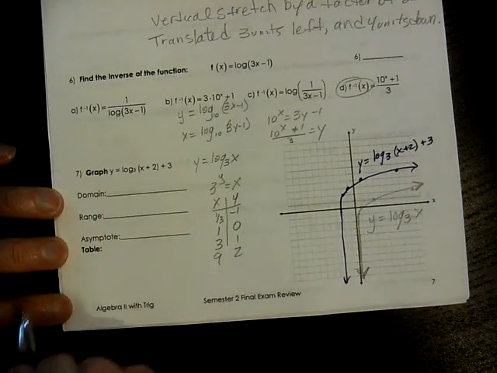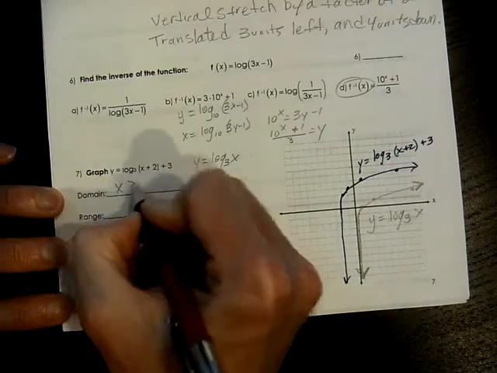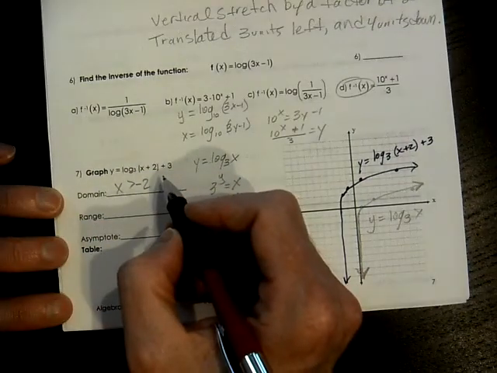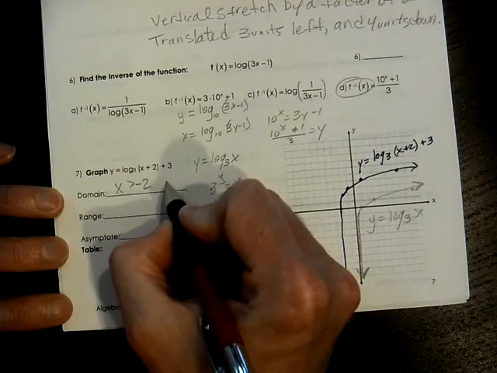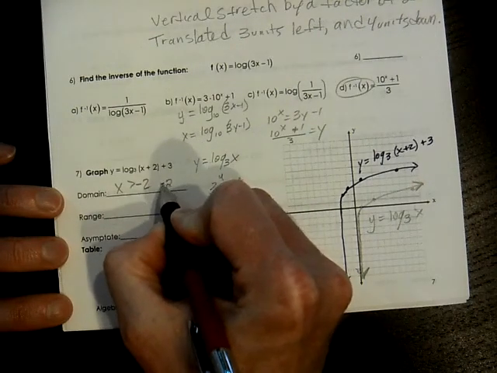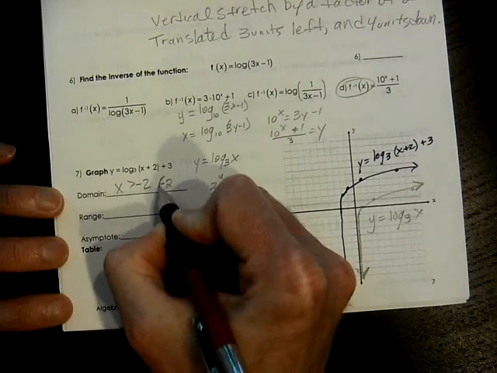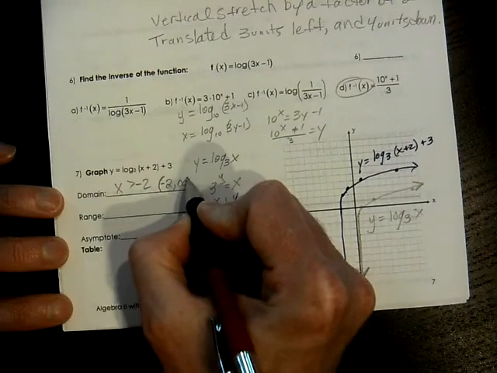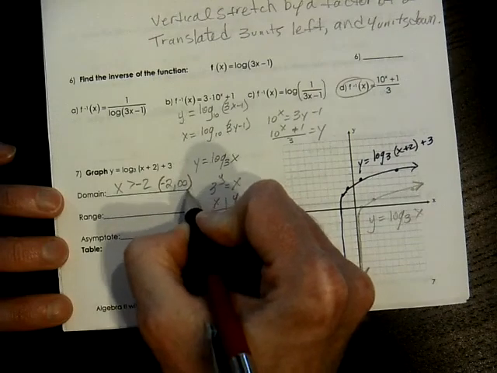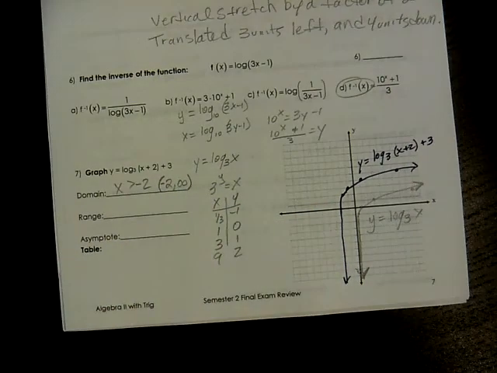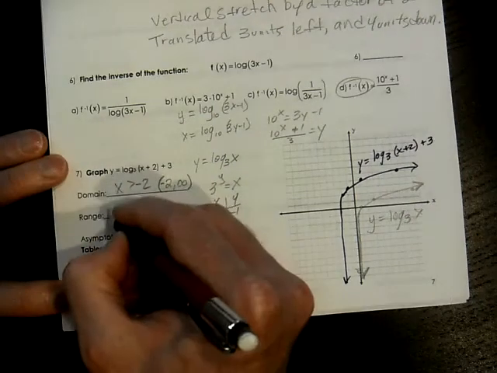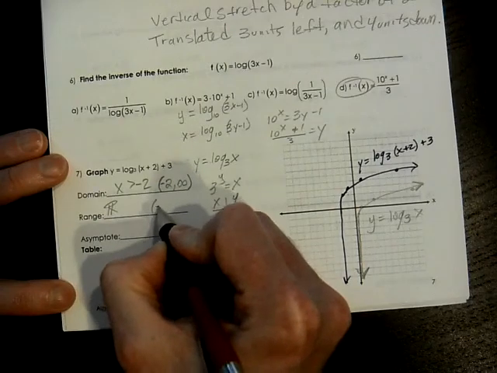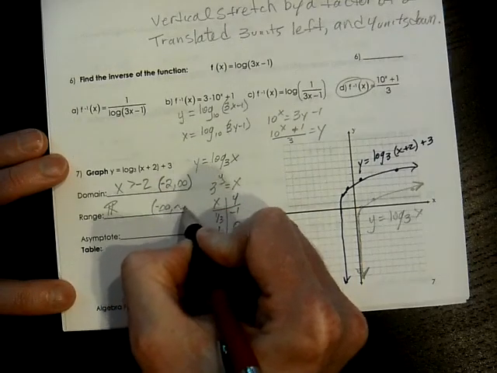The domain, the x values, our x's are greater than negative 2. You could write this in interval notation, saying negative 2, it does not include negative 2, so it'll be a rounded bracket, and then it goes to infinity to the right, and of course it never touches infinity because it's not a location. And then the range is all real numbers. For interval notation, we call that negative infinity to positive infinity.